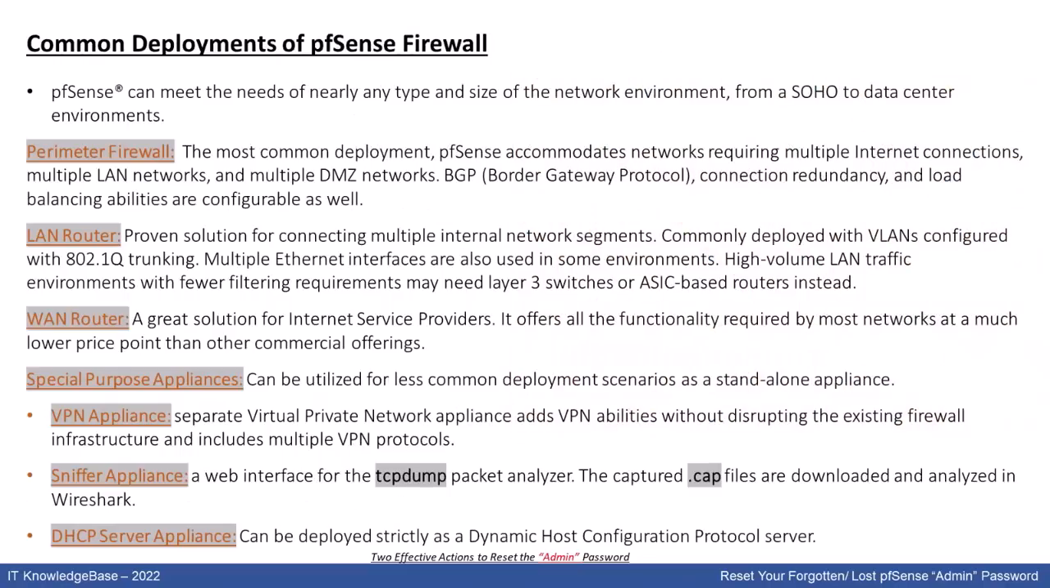You can say confidently that pfSense includes most of the features available only in expensive commercial firewalls. That's why this product is extremely valuable and used in large data centers and NOC, network operation centers, as well. pfSense can meet the needs of nearly any type and size of network environment, from SOHO to data center environments. For the common deployments of pfSense, you can turn this firewall into a perimeter firewall, a LAN router, a WAN router, or special purpose appliances. For example, you can turn pfSense into a VPN appliance, a sniffer appliance, and a DHCP server appliance. You can go through this slide yourself for a better understanding.